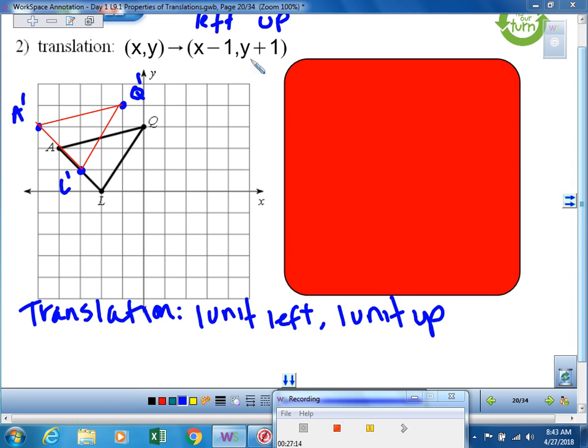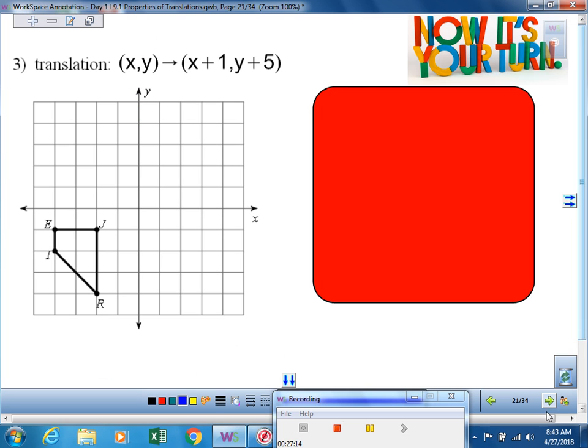So if they give you the rule in words, you write algebraic. If they give you algebraic, you write the rule in words. All right. Try this one out. There's your rule.